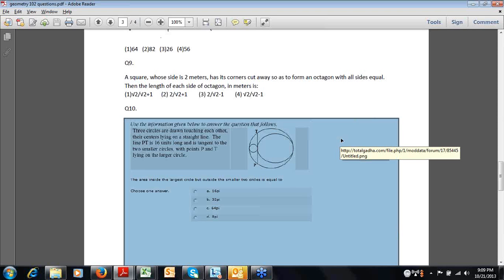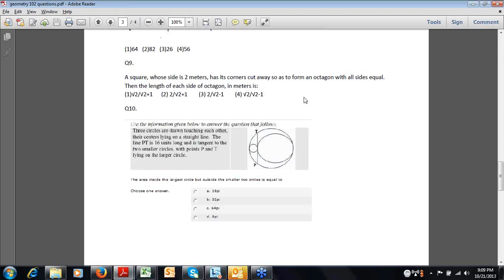Okay. Question number 10. 3 circles are drawn touching each other. Their centers are lying on a straight line. The line PT, the value PT, is 16 units and is tangent to both the smaller circles, which are inside the big circle, with points P and T lying on the larger circle. The area inside the largest circle but outside the two smaller circles will be equal to.